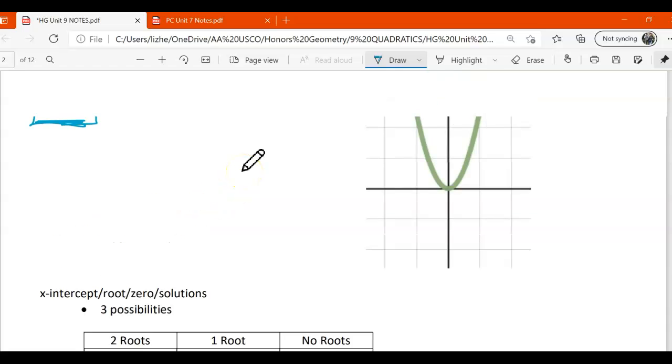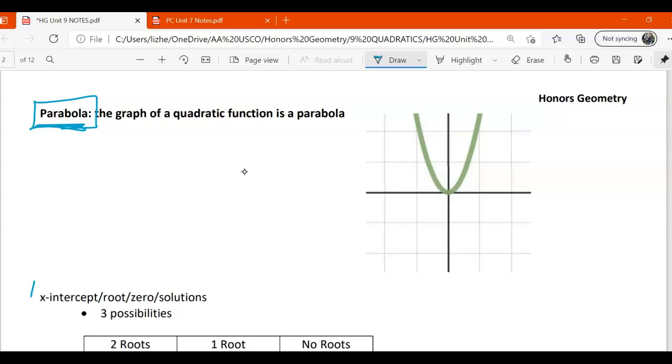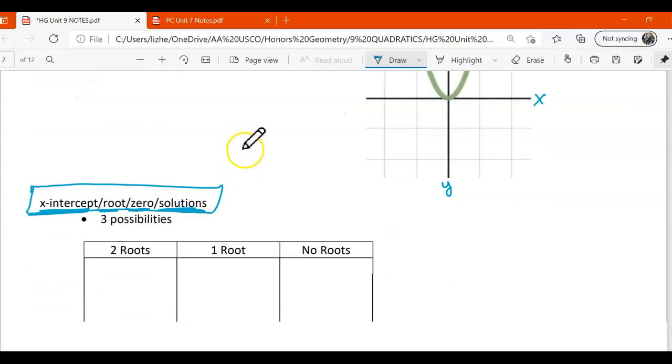There are 3 possibilities for the roots. Now let me explain that word for you. These words basically mean the same thing. X-intercepts, remember this is your x-axis, this is your y-axis. X-intercept is where the graph intercepts the x-axis. Another word for this is the root, or the 0, or the solutions. And when you're talking about quadratics, these refer basically to the same thing.